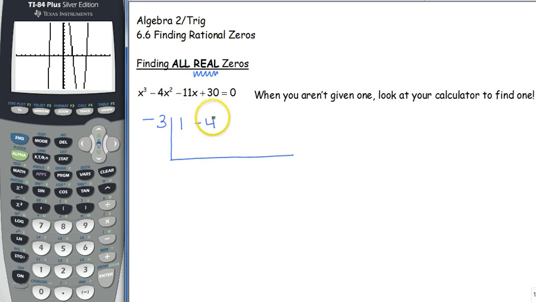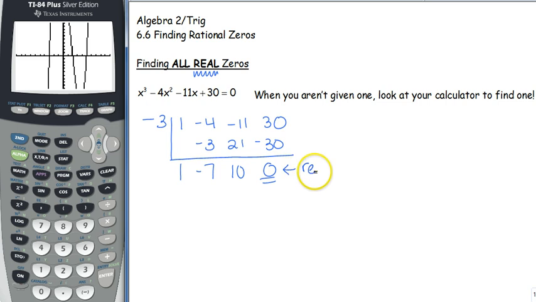1, -4, -11. We're writing down our coefficients. We don't have any missing terms, so we don't have to worry about filling in zeros. Bring down the 1, -3 times 1 is a -3. Remember, with synthetic division, we just combine those to get a -7. We multiply to get a positive 21. That leaves us with a positive 10. Multiply, we get a -30. And the fact that I have a remainder of 0 means that I did find a solution. I did find that factor.